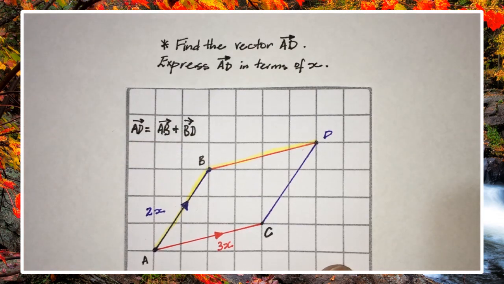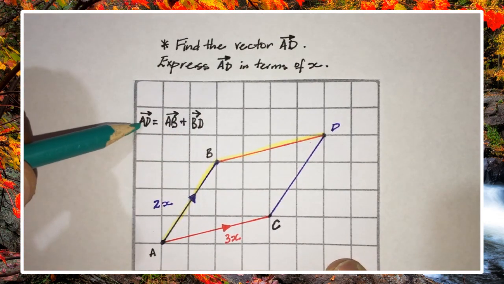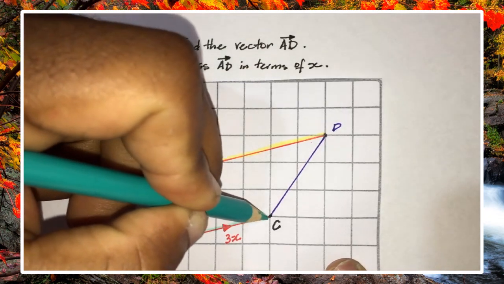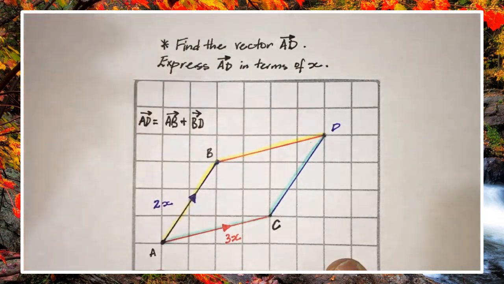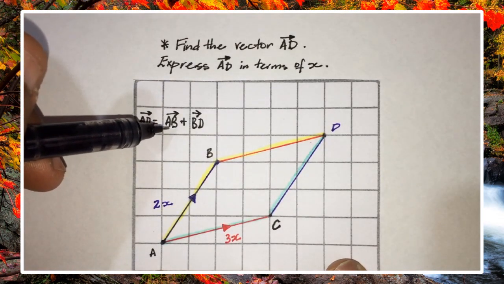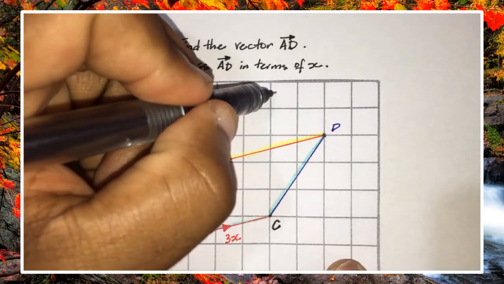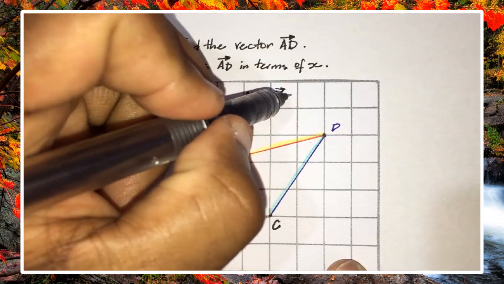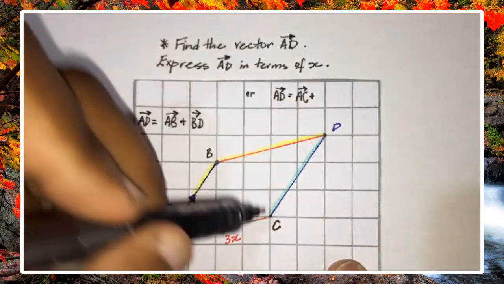That's one route. We can take another route, right? We can start at A, because remember it's AD we want, travel along A to C, and then go up to D. Good. So AD can be AB plus BD, or AD can also be AC plus CD.